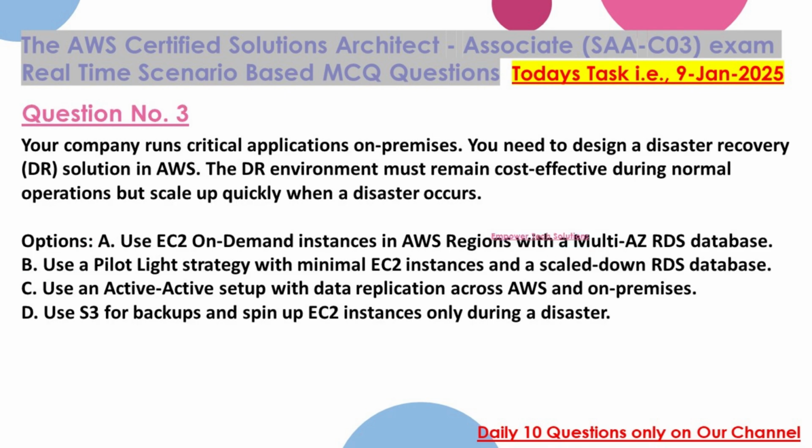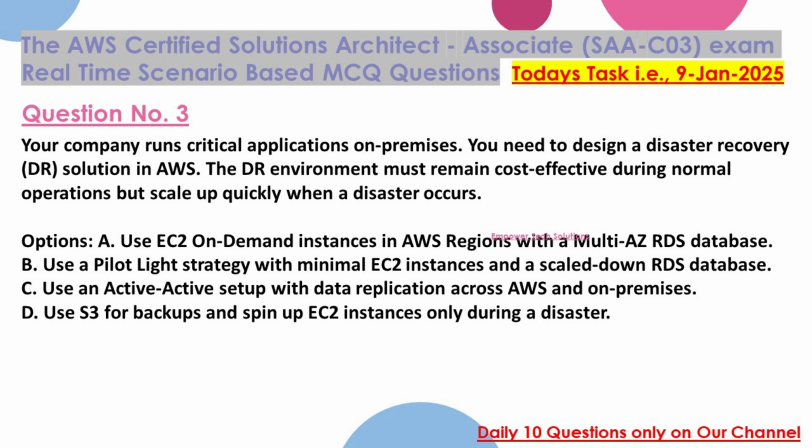Your company runs critical applications on premises. You need to design a disaster recovery (DR) solution in AWS. The DR environment must remain cost-effective during normal operations, but scale up quickly when a disaster occurs.